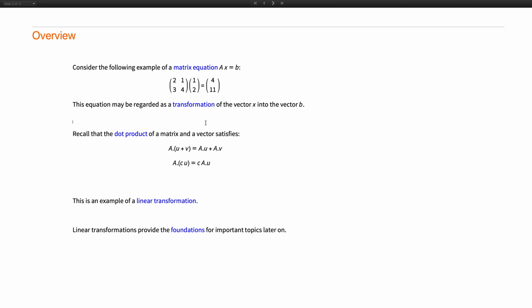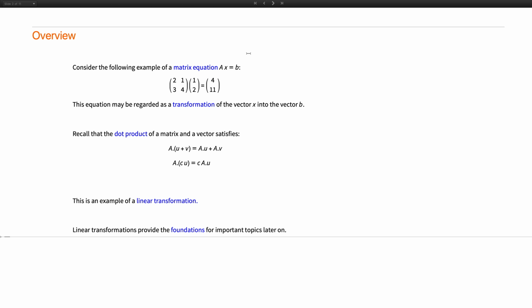Now, you may recall that the dot product of a matrix satisfies a couple of properties, namely that A dot (u + v) is A dot u plus A dot v, and A dot (cu) is c times A dot u. So those two are the important properties of dot product. And so this is an example of what we would call a linear transformation. And that's the topic of this lesson. Now, these linear transformations actually provide the foundations for many important topics that occur later on in linear algebra.